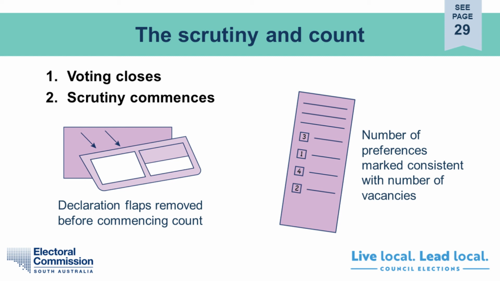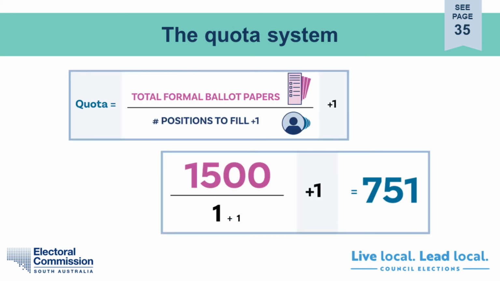Once all ballot papers are removed, they will be checked for formality. For a ballot paper to be considered formal, the voter must have marked preferences for at least the number of vacancies to be filled. For example, if there is 1 vacancy, the voter must have marked at least the number 1 on the ballot paper. If there are 4 vacancies, voters must number at least 4 preferences from 1 to 4.